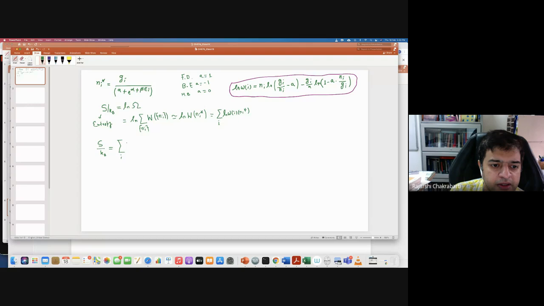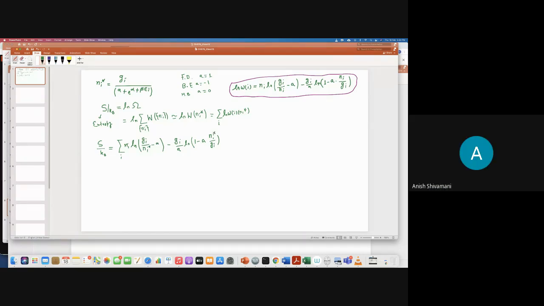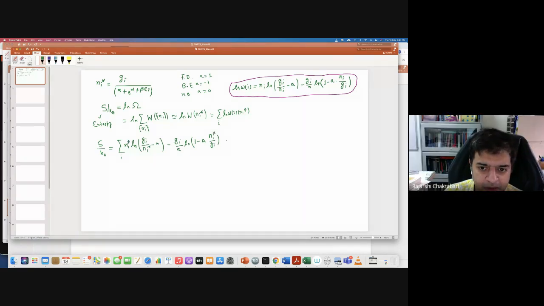This expression is something like ni ln (gi by ni minus a), minus gi by a ln (1 minus a ni by gi). Now you know already that these ni's are actually ni star, isn't it? I put it there. So the next thing I do, I replace these ni stars with the expression shown here. Not everywhere, only in some places, so that I can manipulate my calculations. This ni star I don't touch, I put it like this.